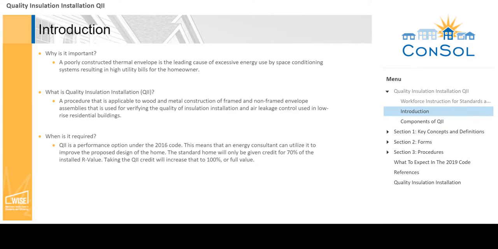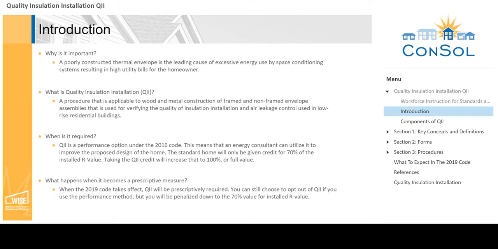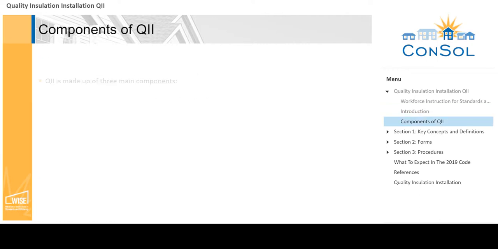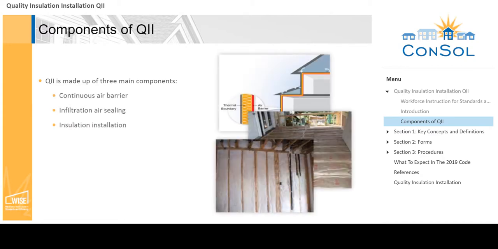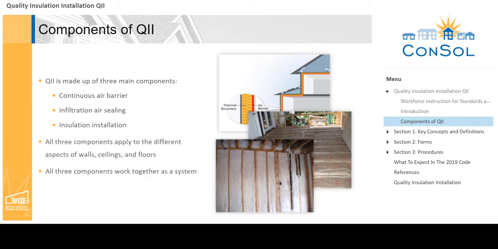QII is currently a performance option under the 2016 code, but will become a prescriptive measure once the 2019 standards go into effect. A home without QII is only able to achieve credit for 70% of the installed R value. This is a significant penalty that is difficult to overcome. QII consists of three main components: continuous air barrier, infiltration air sealing, and insulation installation. These components work together to address the two methods of heat transfer that occur: conduction and convection.